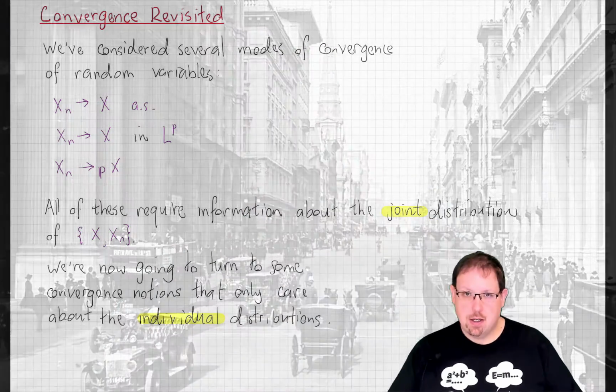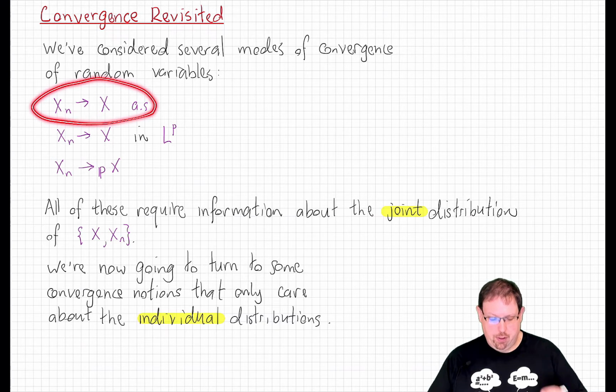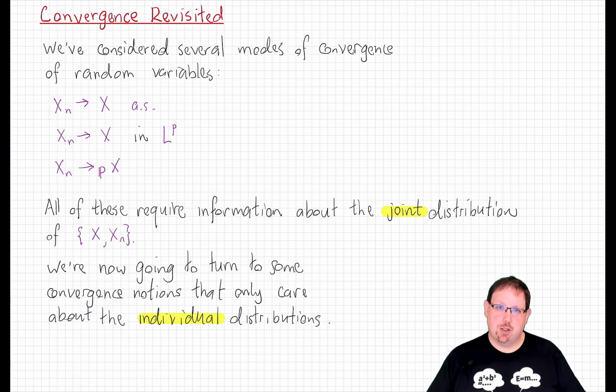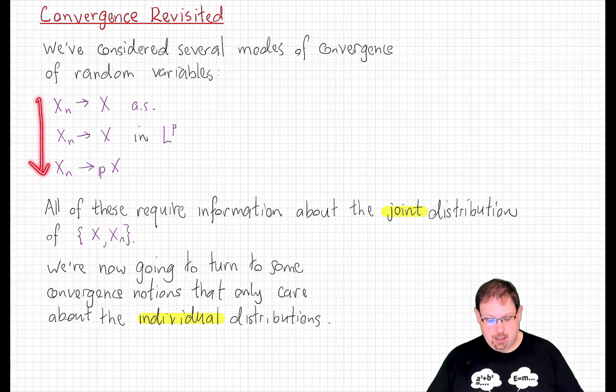In our explorations of probability theory so far, we've considered several different modes of convergence for sequences of random variables. The strongest is almost sure convergence, which was the kind of convergence we saw in the strong law of large numbers. We've also had use for convergence in LP, for p between 1 and infinity, and also convergence in probability. These are ranked roughly in decreasing order, where this is the strongest and this is the weakest, although there aren't strict implications this way without some additional assumptions.